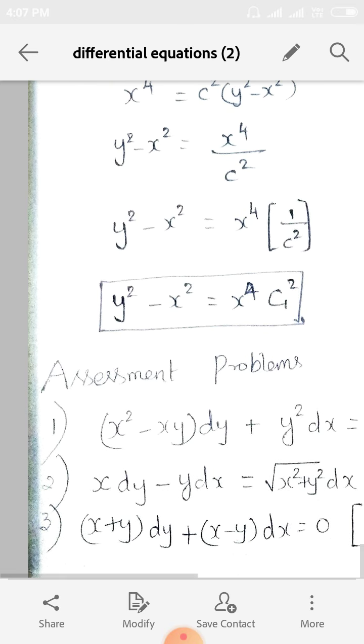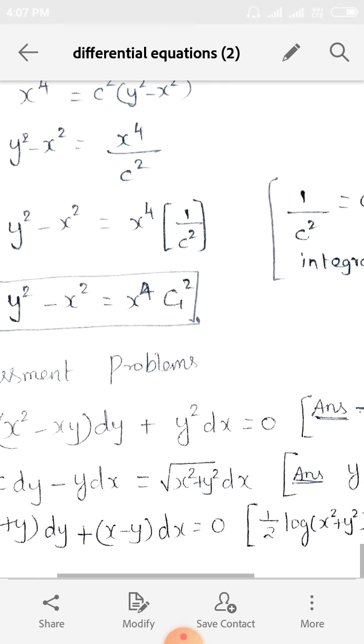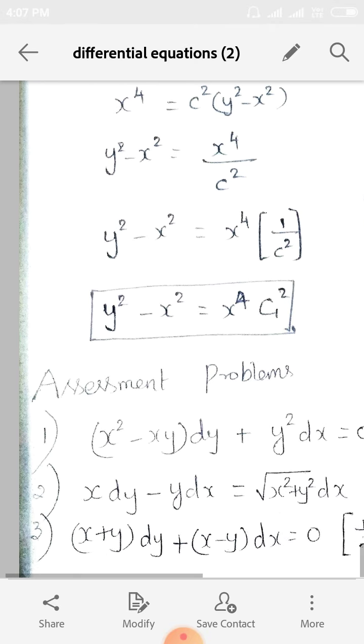Okay, see the assessment problems. I gave 3 problems, same method. First sum: x square minus xy dy plus y square dx is equal to 0. Solve this equation. First you have to prove M and N are both homogeneous functions of the same degree, and then you have to solve the problem. Same for the second one and the third one.